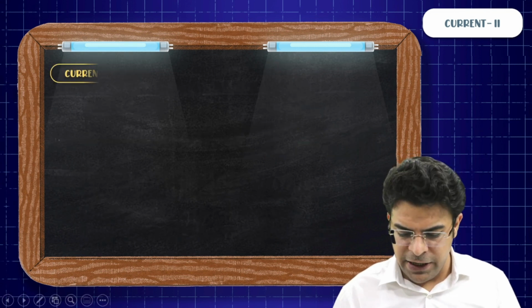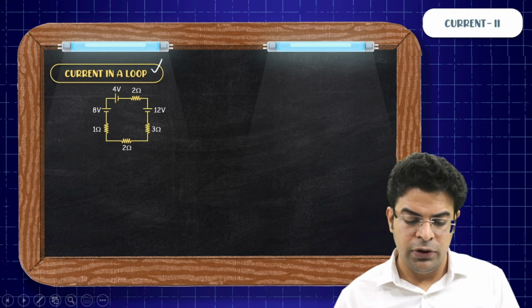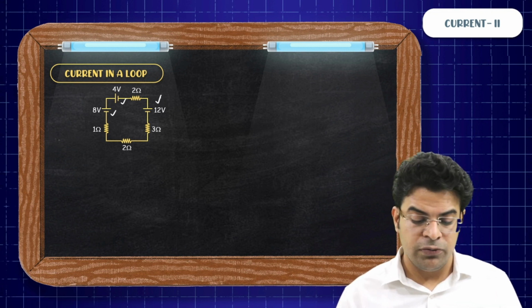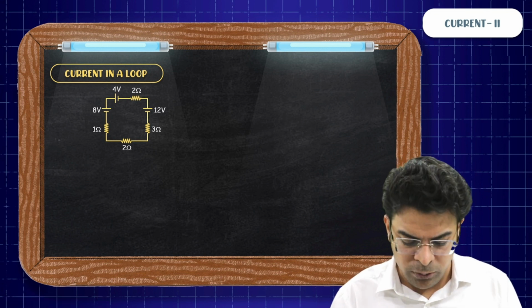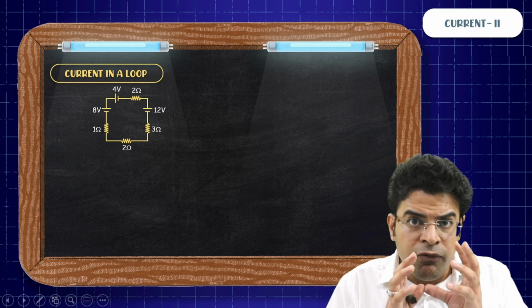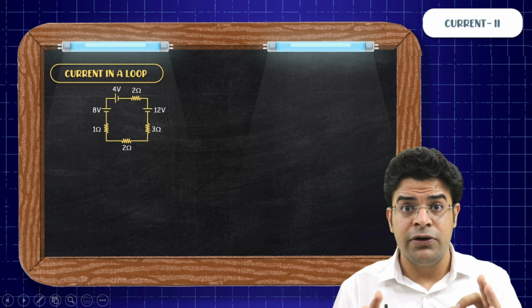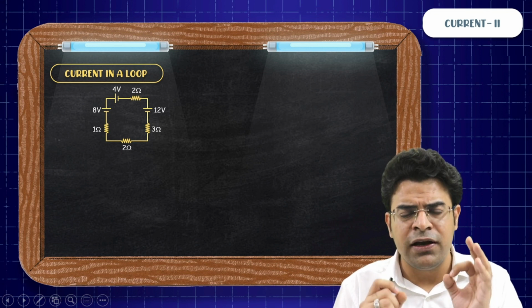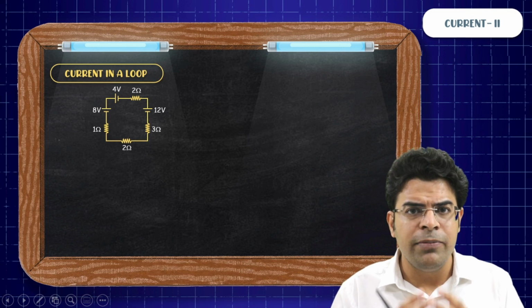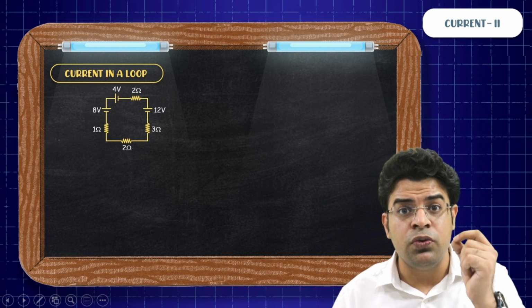So now the fun begins. Current in a loop. Let's say they have given me this type of loop, and in this loop you can see there are 3 batteries, 8 volt, 4 volt, 12 volt, and there are multiple resistors in the loop, 1 ohm, 2 ohm, 3 ohm, 2 ohm, right? Now we need to first focus on the polarity of the batteries. Polarity of the battery is a really important thing, and if you can get this, you will be able to answer every question quickly. So what do I mean when I say polarity of the battery? In which sense a given battery wishes to drive the current?